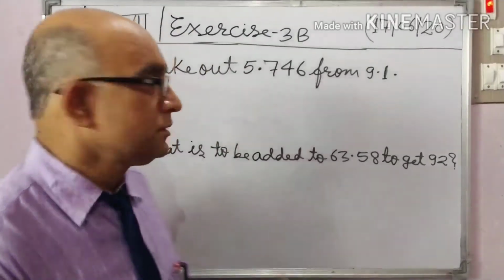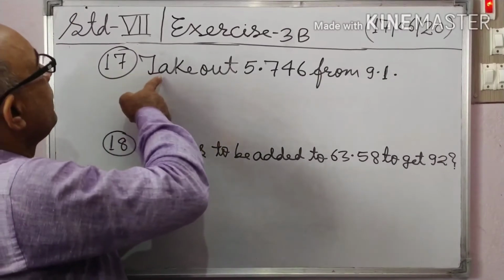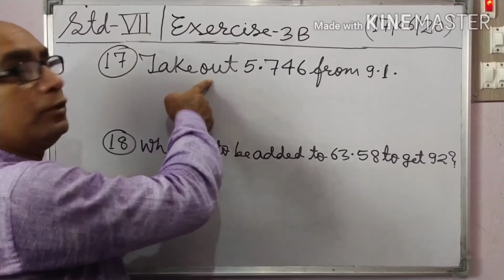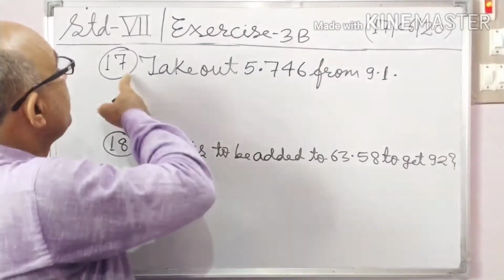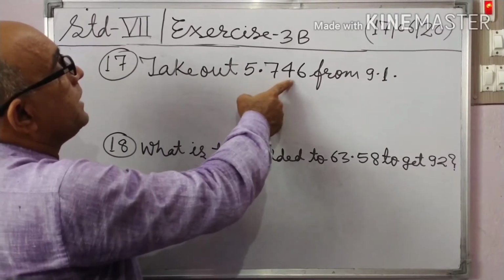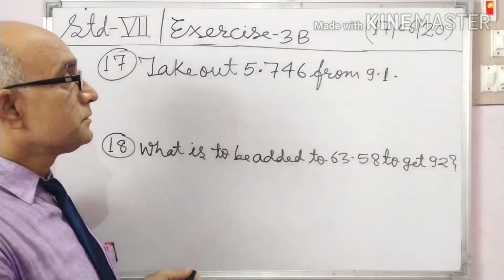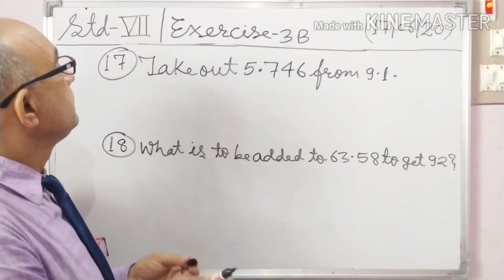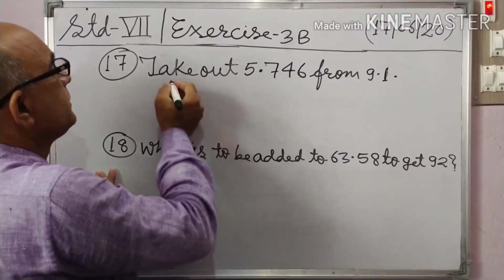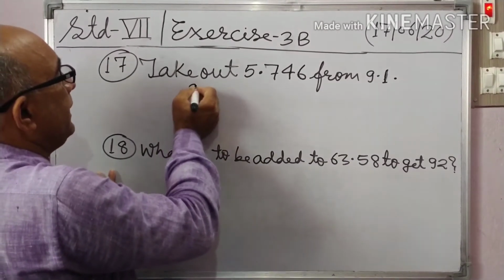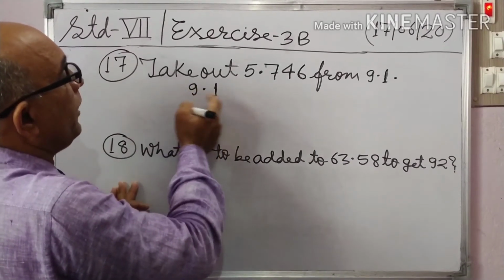Students, next questions related to word problem from subtraction. In question number 17, take out 5.746 from 9.1. What is the remaining answer? So first of all write 9.1, subtract from 9.10.